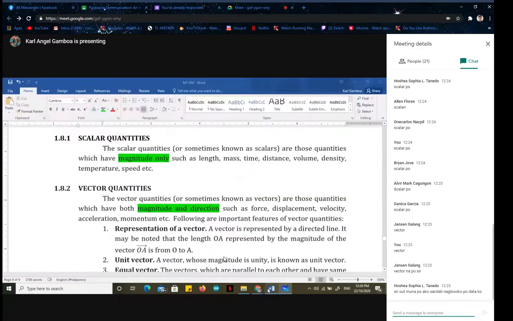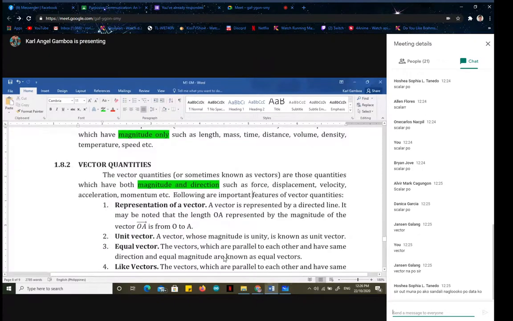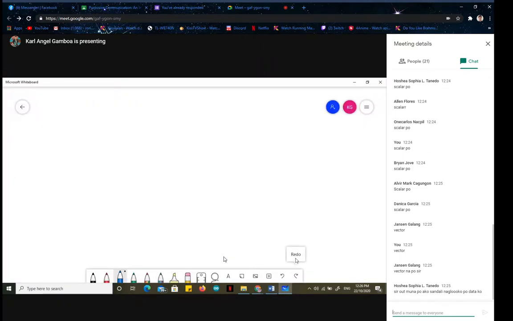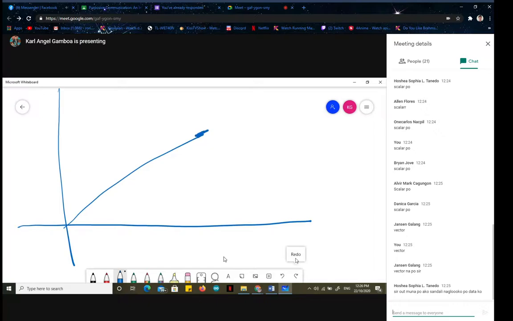Okay? So next. There are now different important features that you can relate with vector quantities. First and foremost, how do we represent a vector? A vector is represented by a directed line. It may be noted that the length OA represents the magnitude of vector OA from O to A. Marami minsan nagtatanong, minsan ganito. So drawing lang tayo ng coordinate dito, and then we have here a vector. Let us say, ang pangalan niya ay A. So how do we write vectors again? We put the arrow on the top, pertaining that this has a certain direction.